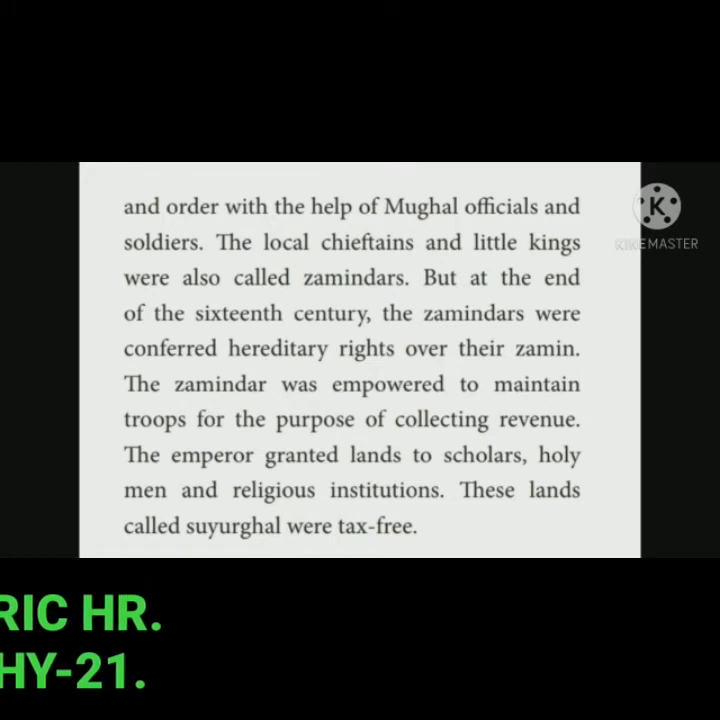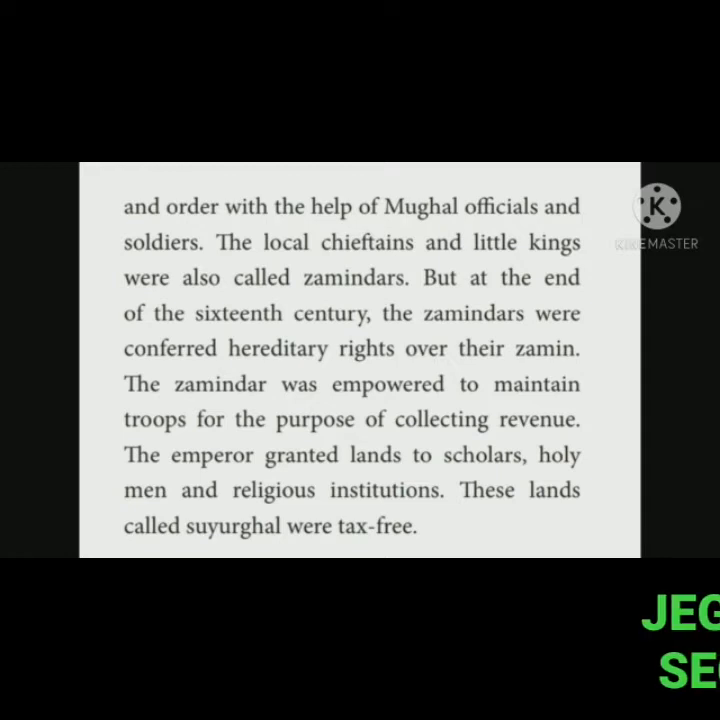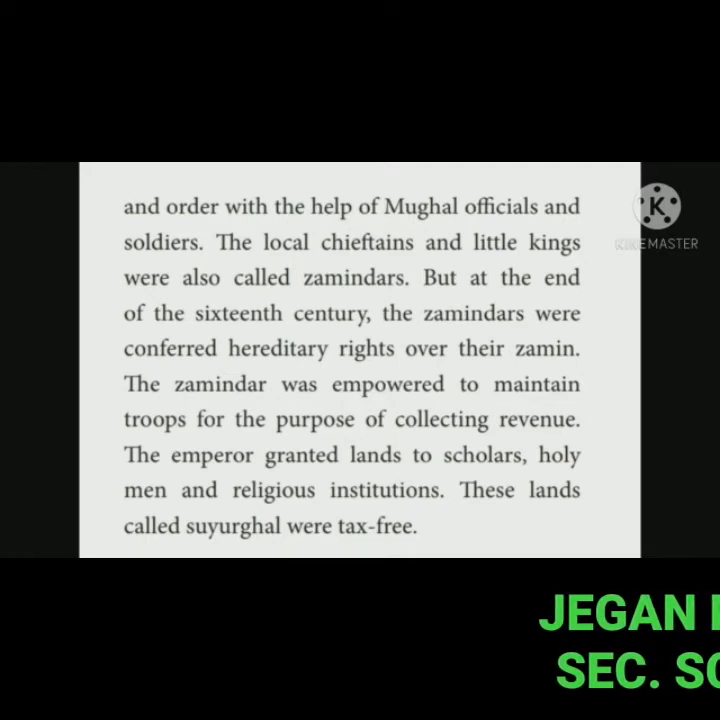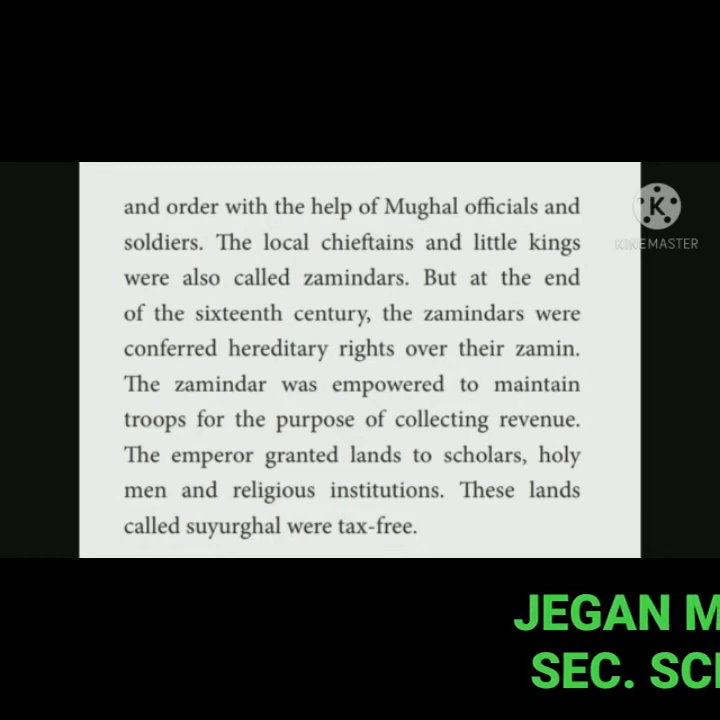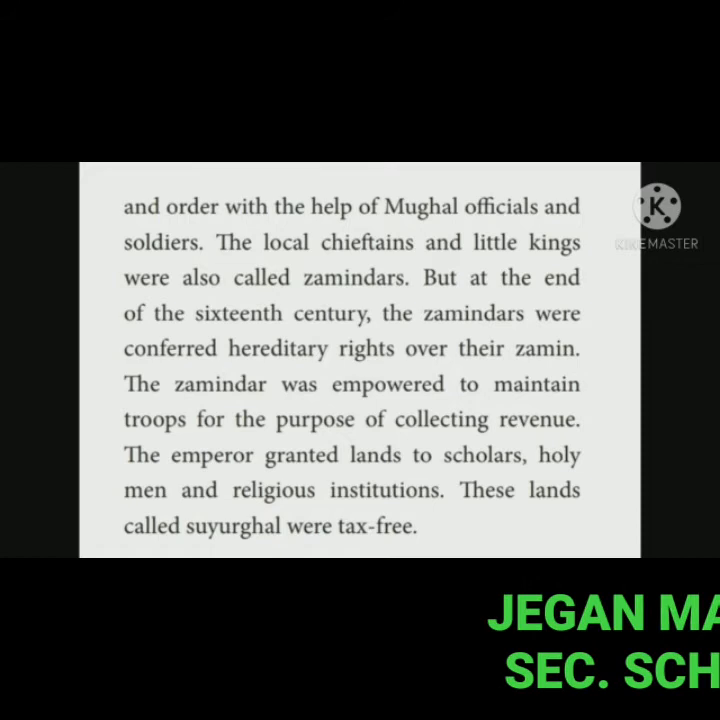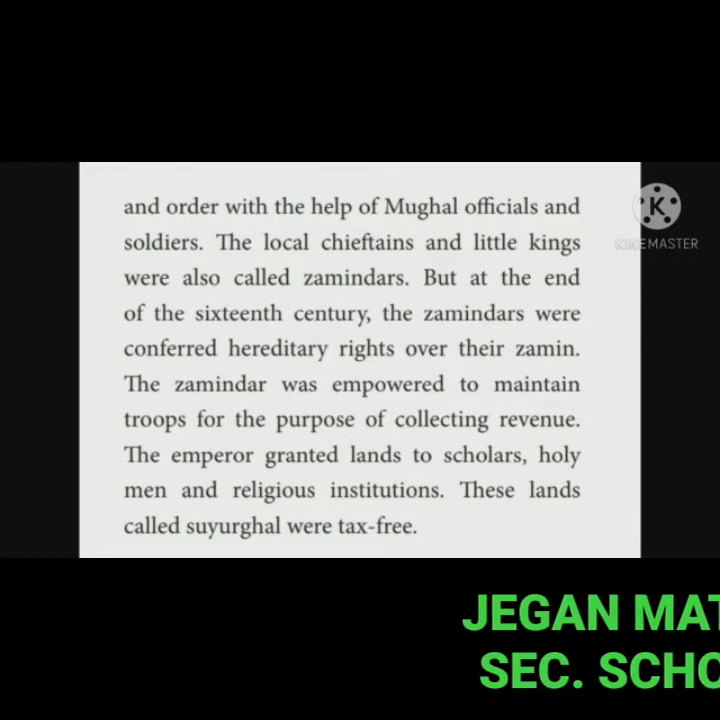The local chieftains and little kings were also called zamindars, but at the end of the 16th century, the zamindars were confirmed hereditary rights over the zamin. Zamindars were empowered to maintain troops for the purpose of collecting revenue. The emperor granted lands to scholars, holy men and religious institutions. These lands, called Suyurghal, were tax free.